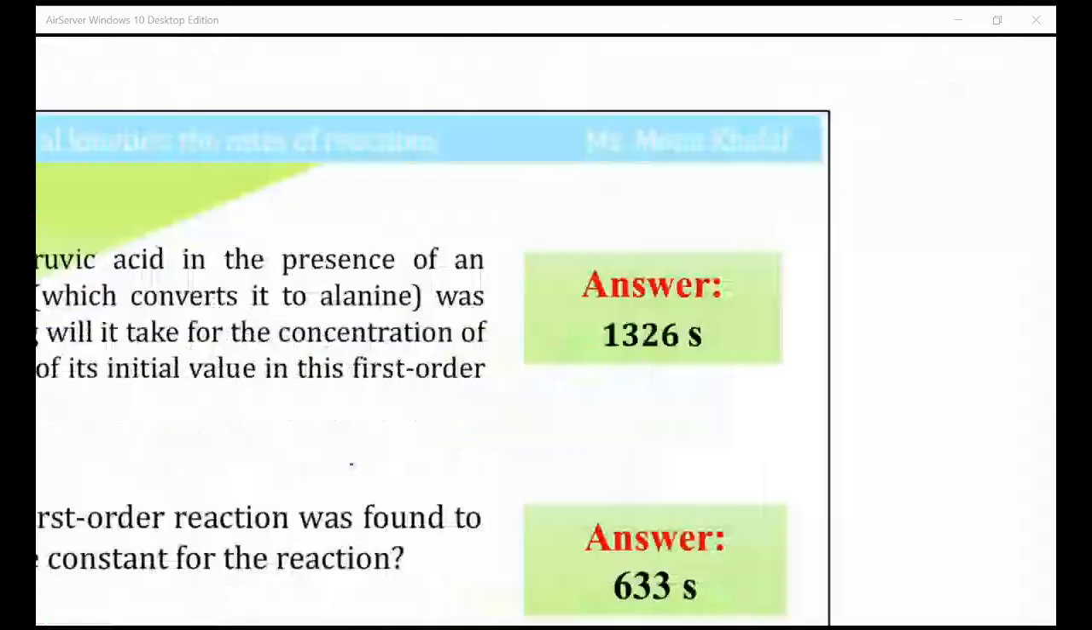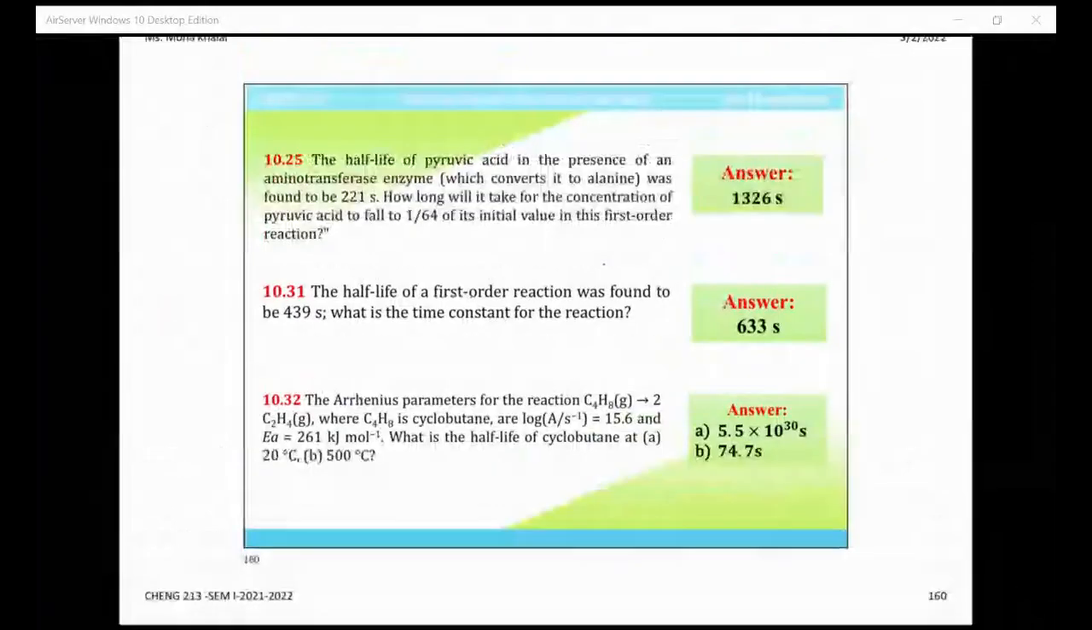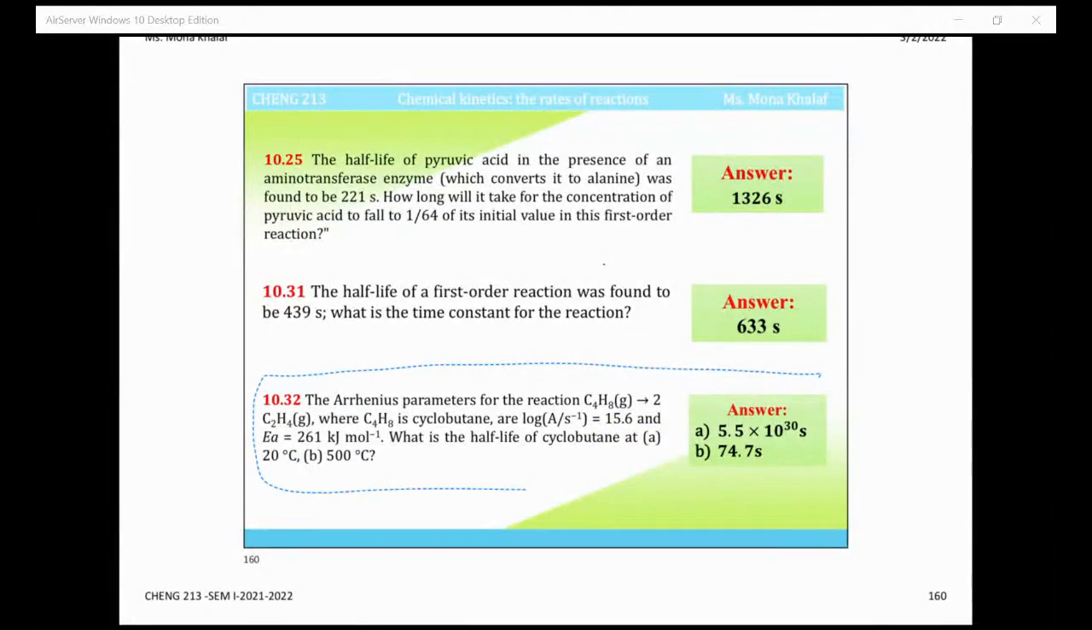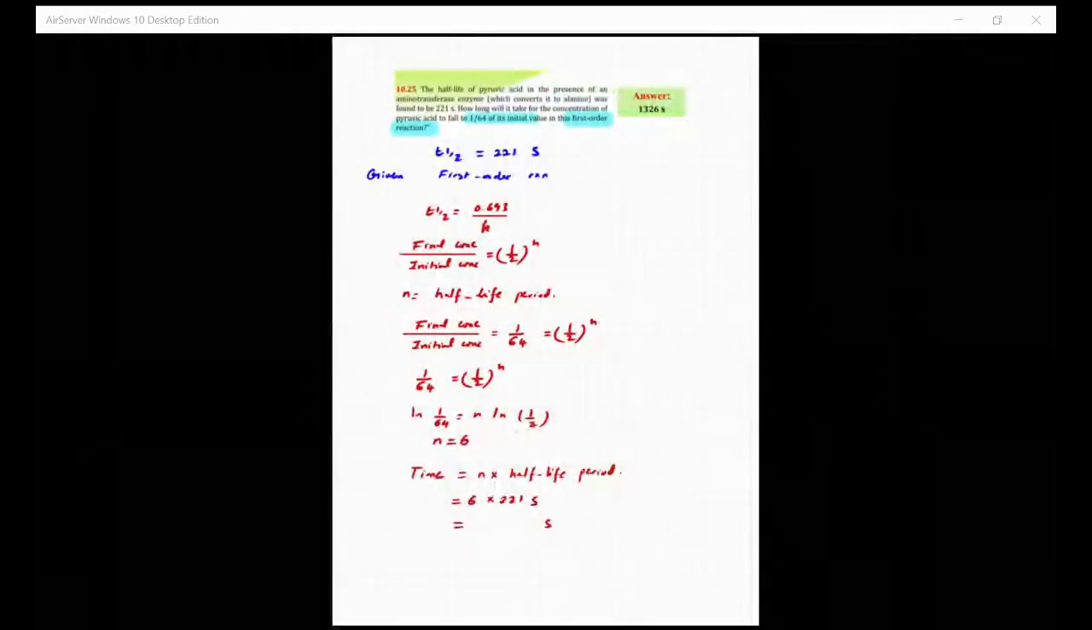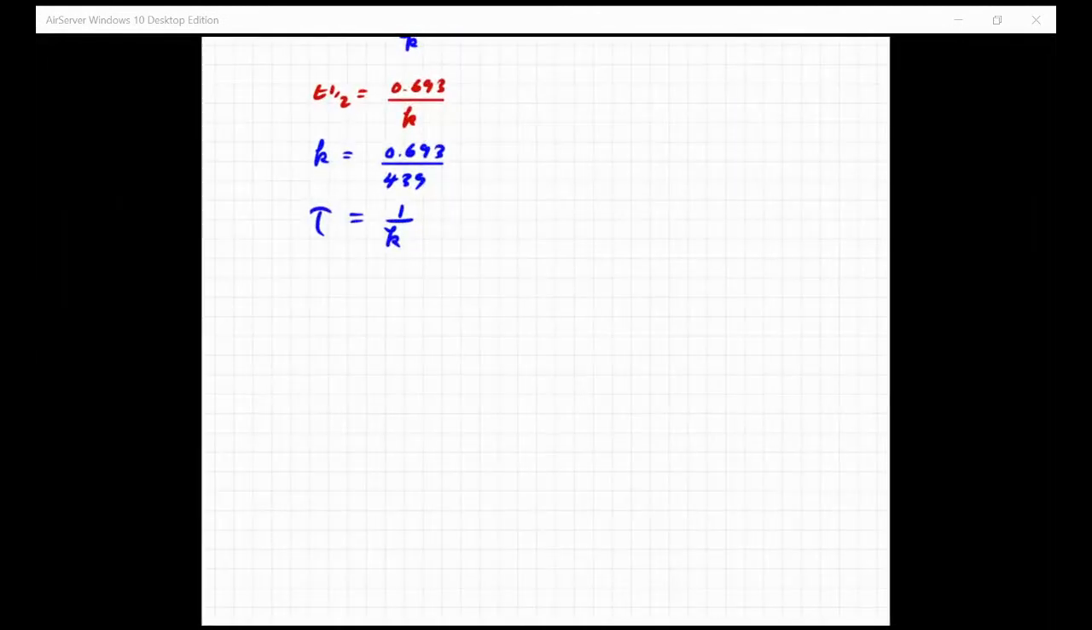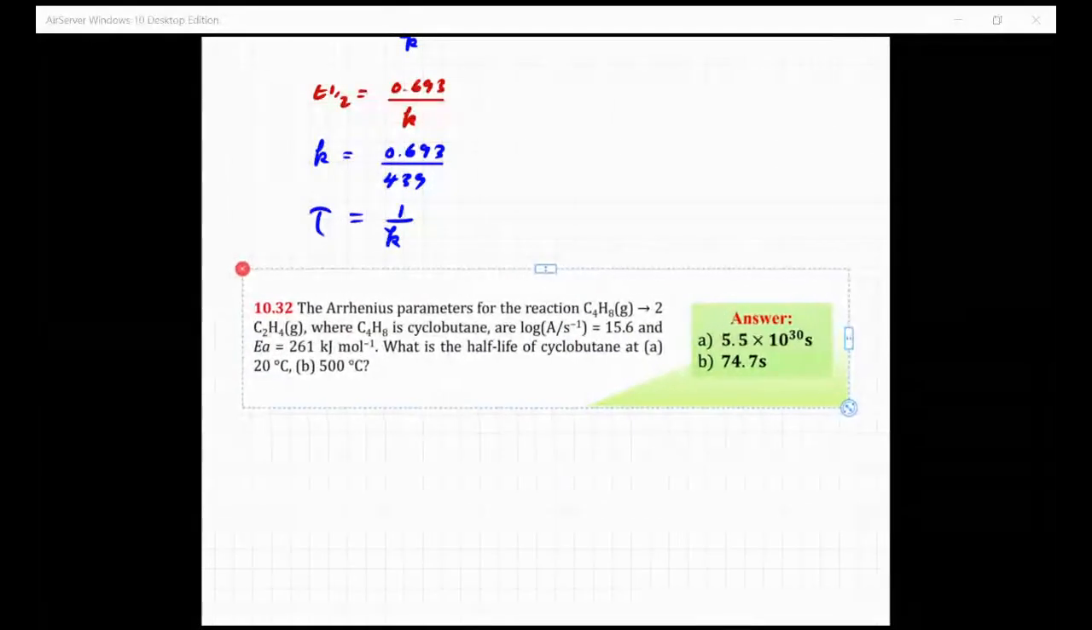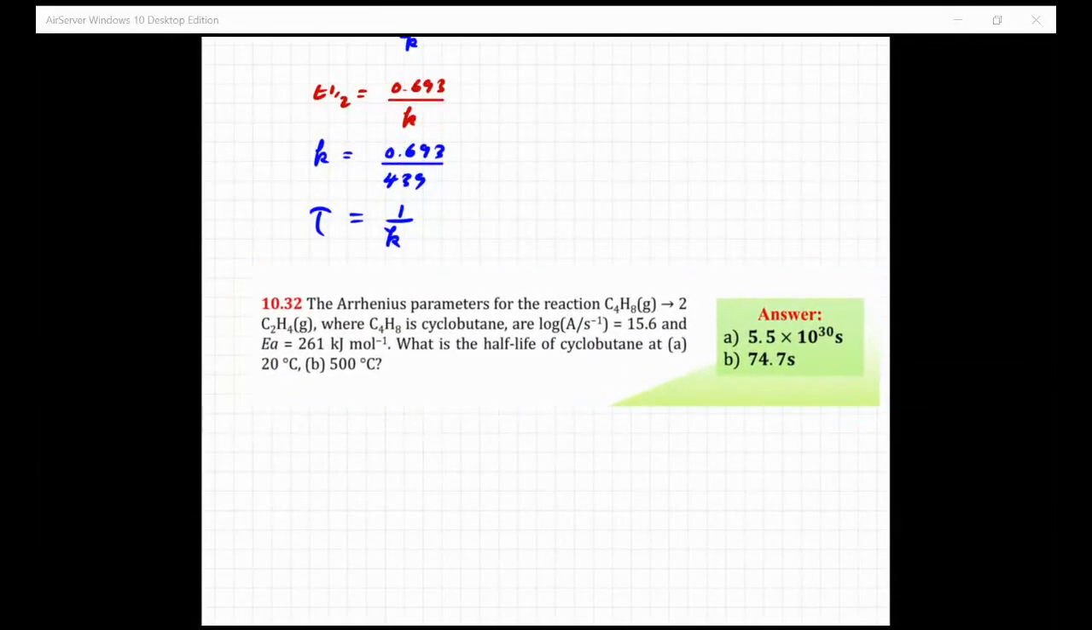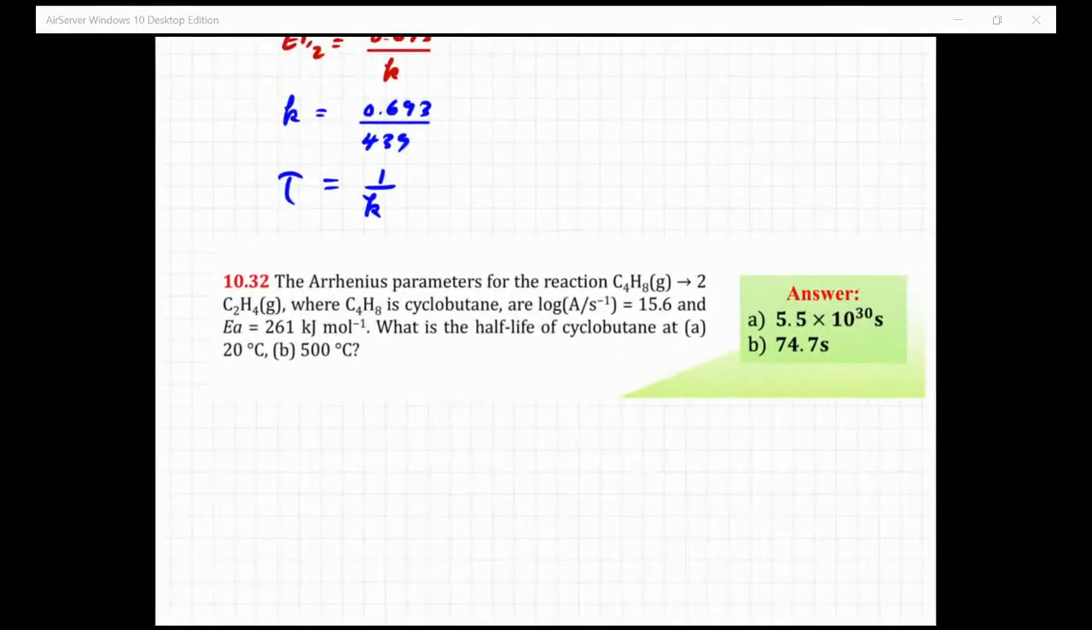Now what else do we have? We have another question, this is 1032. Let's look at this question. What does it say? We have Arrhenius parameters for the reaction. This is our reaction.